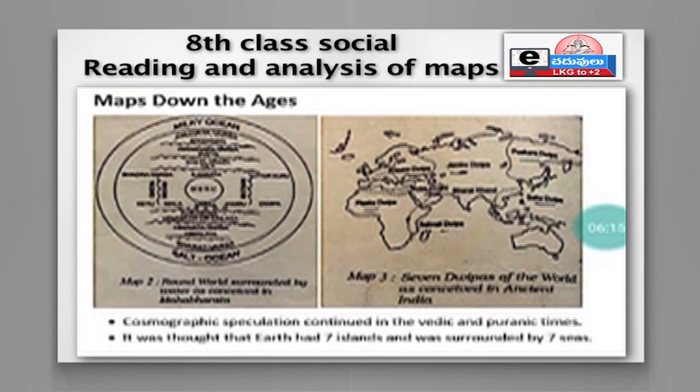Here, what is the history of the map? We will see in this part of the lesson. So making a map was not an easy task, and it took many hundreds of years.